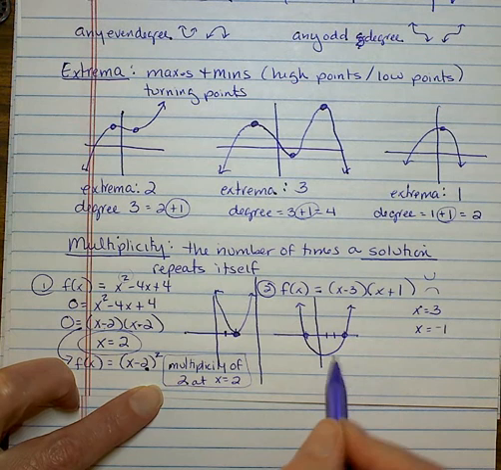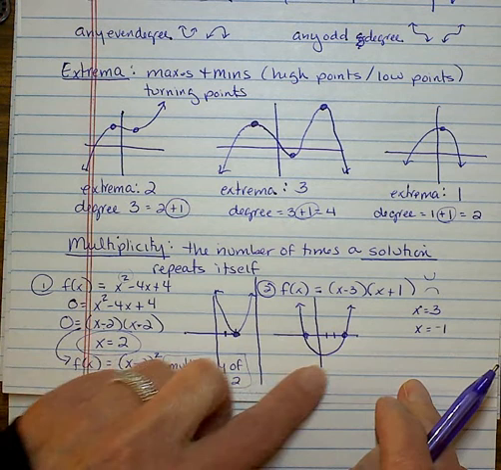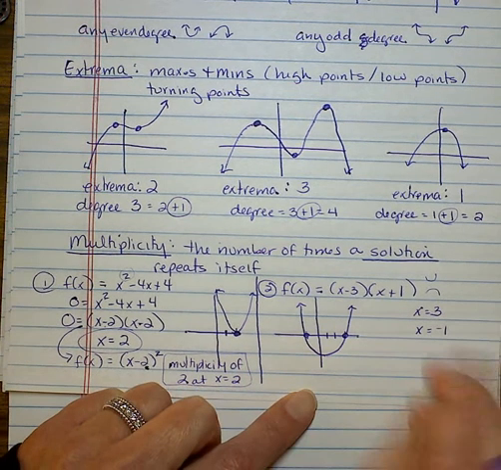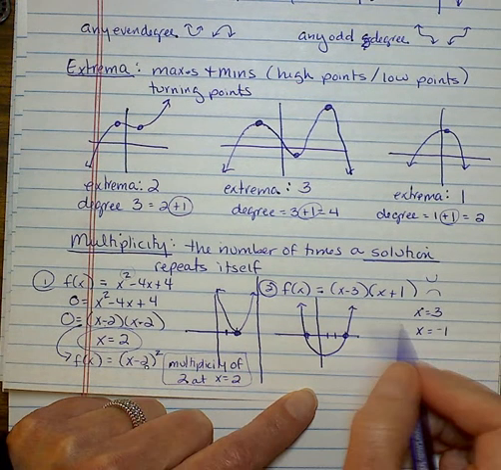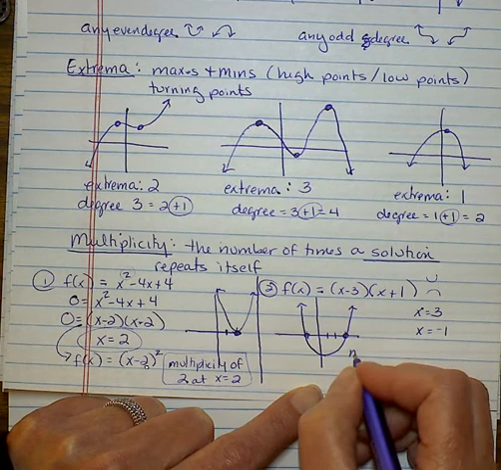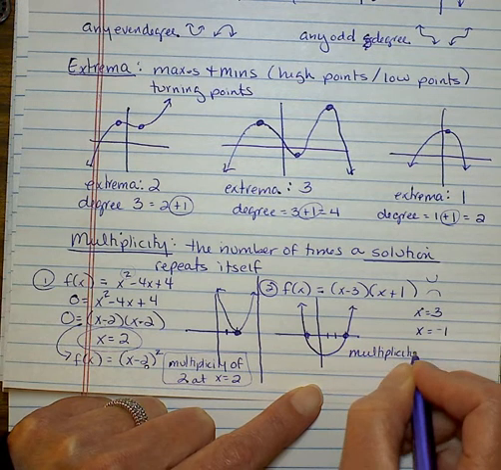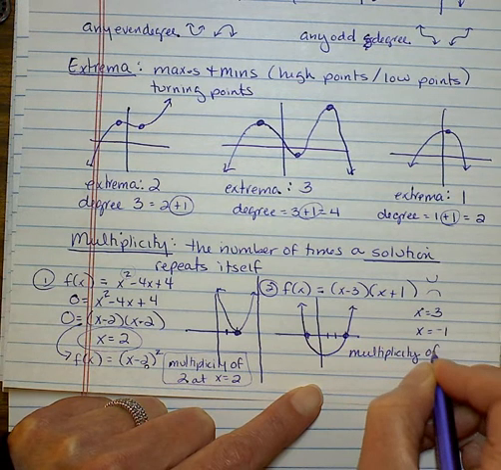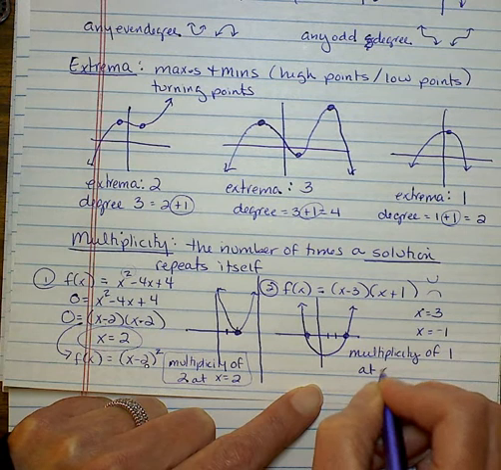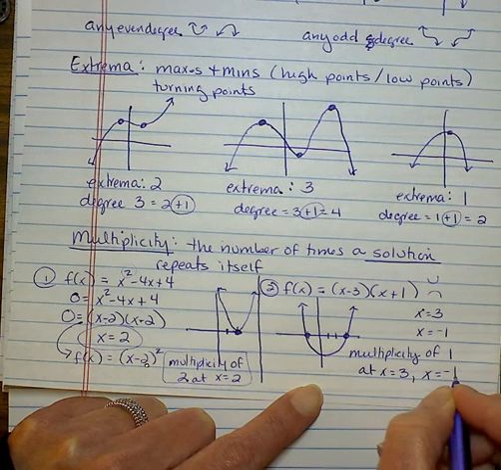In the past, we've gone into computing the mins and the maxes and, well, the vertex to get a perfect parabola. Right now, for this exercise, we're not going there. So we're talking about multiplicity still. I would say we have a multiplicity of 1 at x equals 3 and x equals negative 1.